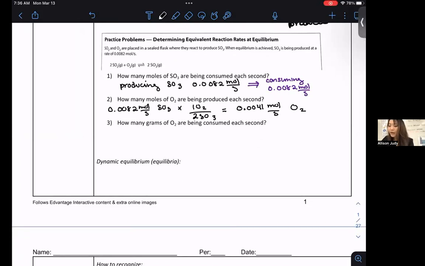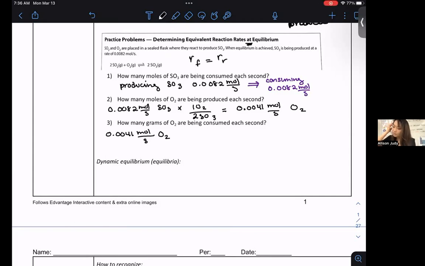So then how many grams of O2 are being consumed each second? Well, if I am producing O2, then I am also consuming O2 at that rate. Again, at equilibrium. This is really key. We're going to talk about problems where we're not at equilibrium, so we can't quite make all these assumptions, but right now we're at the point when the rate of the forward is equal to the rate of the reverse.